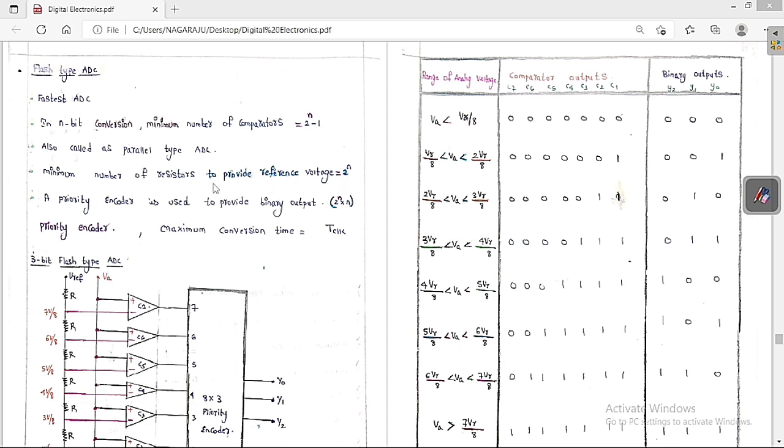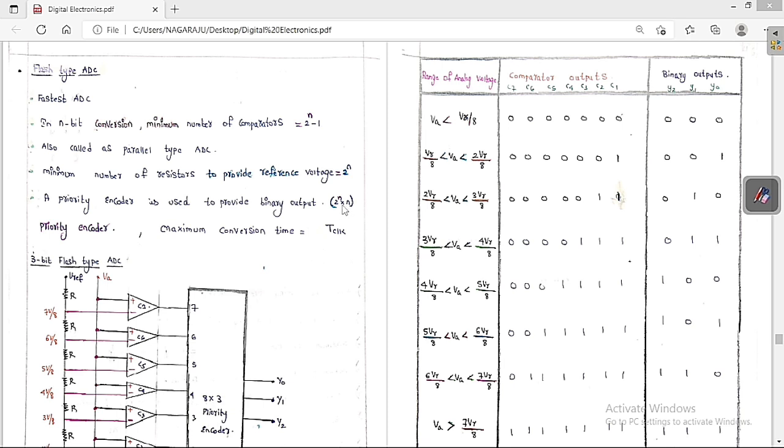So the minimum number of resistors to provide the reference voltage is equal to 2 to the power of n. And a priority encoder is used to provide the corresponding binary output, which is 2 to the power of n cross n. I already told you encoder means it is going to convert any other number system to binary, whereas decoder is going to convert the binary number system to any other number system. So encoder is going to have 2 to the power of n cross n.